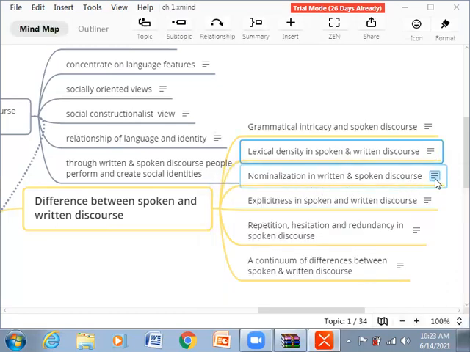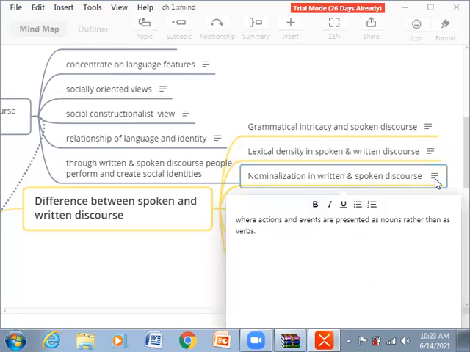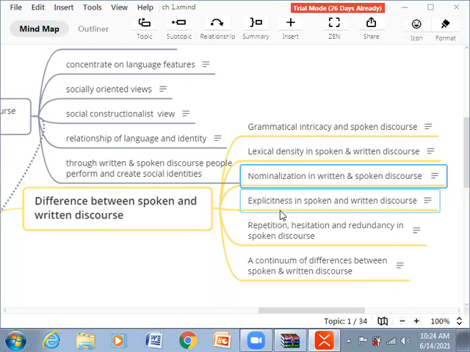Nominalization in written and spoken discourse. Here it is shown that there is a difference between spoken and written discourse. In spoken discourse, we mostly repeat the words and there is not much variety. And in written discourse, there is a variety of words that we use, like difficult vocabulary and more vocabulary. Nominalization in written and spoken discourse means that actions and events are presented as nouns rather than as verbs. Like in a newspaper heading, there are always more nouns than verbs.